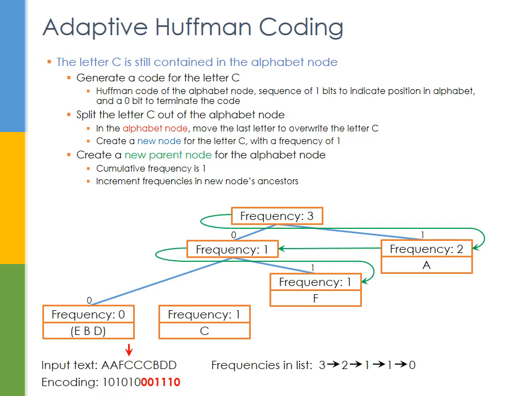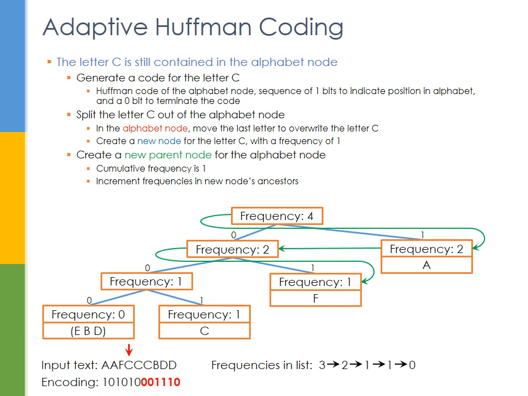Then, as the final step for this letter's encoding, we need to create a new parent node for the alphabet node and the new node that we have created. So the cumulative frequency there is 1. You can see again that makes sense in terms of the frequencies of the two children. And then we need to work our way through the ancestors of this new node all the way up to the root of the tree, incrementing frequencies as we go. So we first of all increment the frequency of its parent from 1 to 2, and then we reach the root node, which we increment there from 3 to 4.